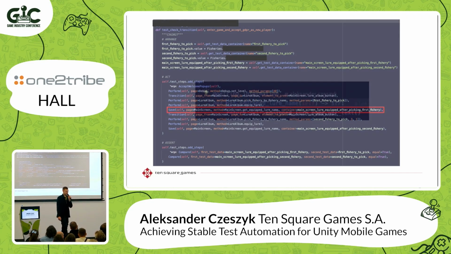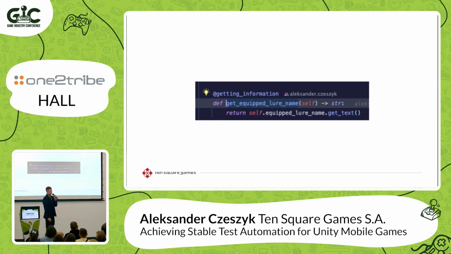Second type, saving data, it's pretty straightforward. You have a method in a page object that is cooperating with this class, and just getting data. It can be done in any moment of the object lifecycle.